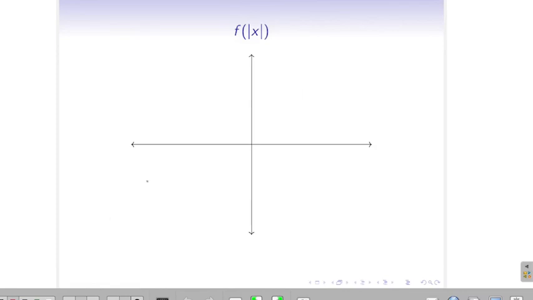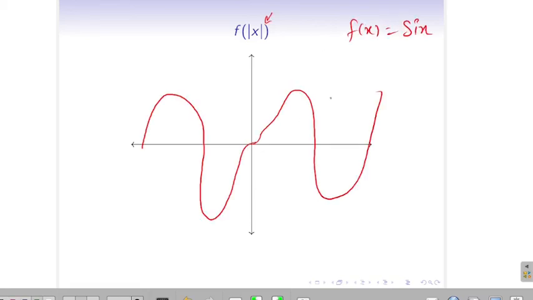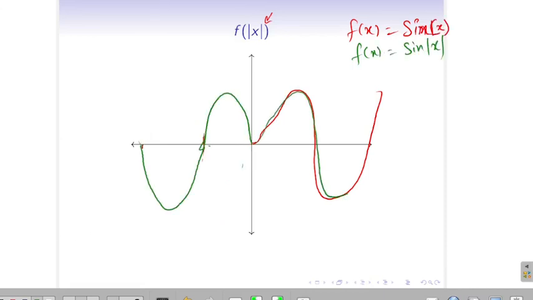Second part of this trick, when I take the modulus of the input. Let's say my function is again f(x) equals sine x, and now the modulus of x, sine of modulus x. This green color graph is representing sine of mod x, and the red color graph, let me draw it completely, is representing the sine x graph only.